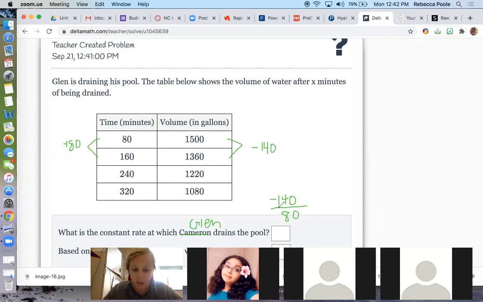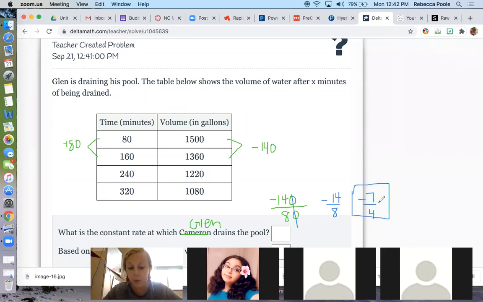Does anybody know what else we could do to this though? Besides dividing, because I don't want you to divide, it's going to be a decimal. What could we do with this fraction? Simplify. Good. What number goes into both of those, Paul? 10. Good. They both can be divided by 10, right? Because these zeros will cancel. So then you would have -14 over 8. And then that'll actually reduce farther. What number goes into 14 and 8? 2. Good. So you could divide both by 2. So this would be -7 over 4.